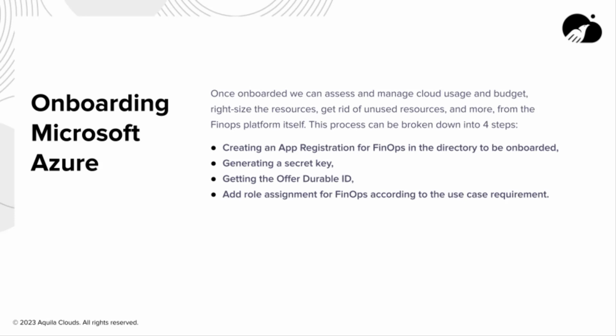This process can be broken down into 4 steps. Creating an app registration for FinOps in the directory to be onboarded. Generating a secret key. Getting the offer durable ID. Add role assignment for FinOps according to the use case requirement.